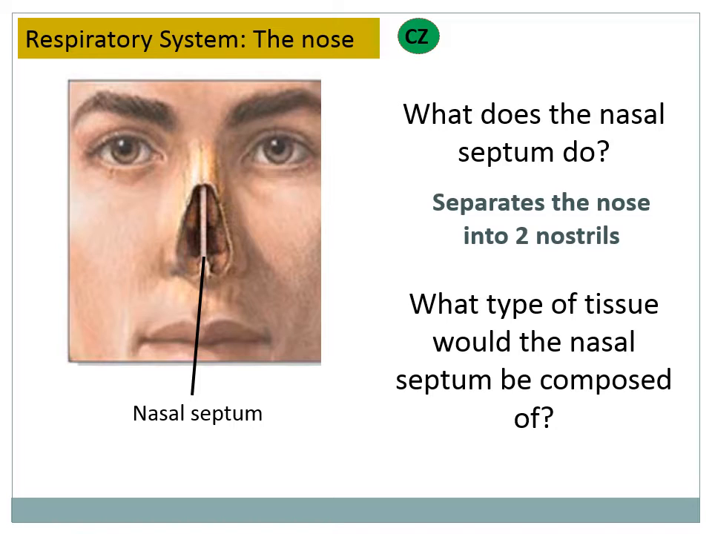Also keep in mind that when you look at a skeleton or a skull, you don't actually see a nasal septum there. So that's something to consider. So what type of tissue would our nasal septum be composed of? Yeah, if not bone, then it's going to be cartilage. So our nasal septum is made up of cartilage. It's very slightly movable, and we can see that it's not bone, therefore it's going to be our cartilage.